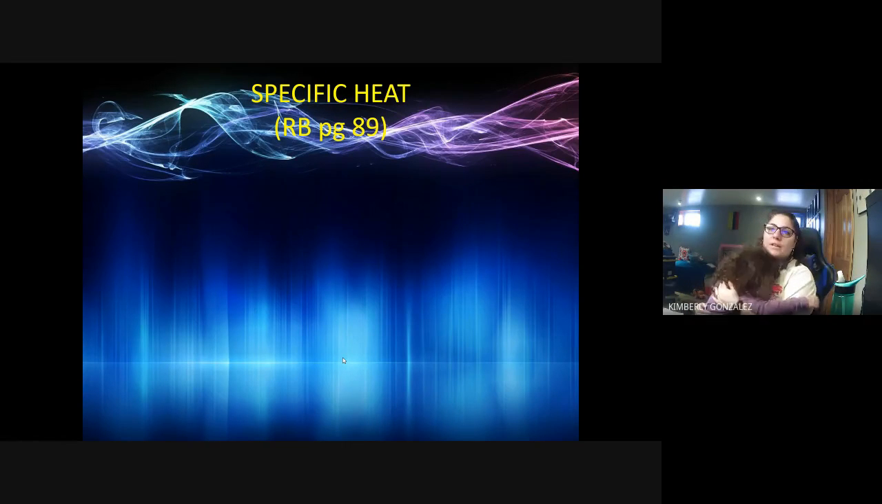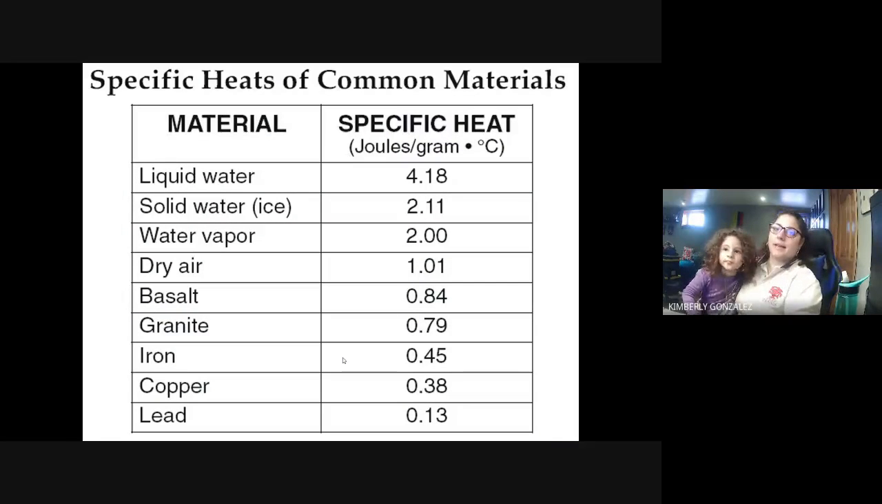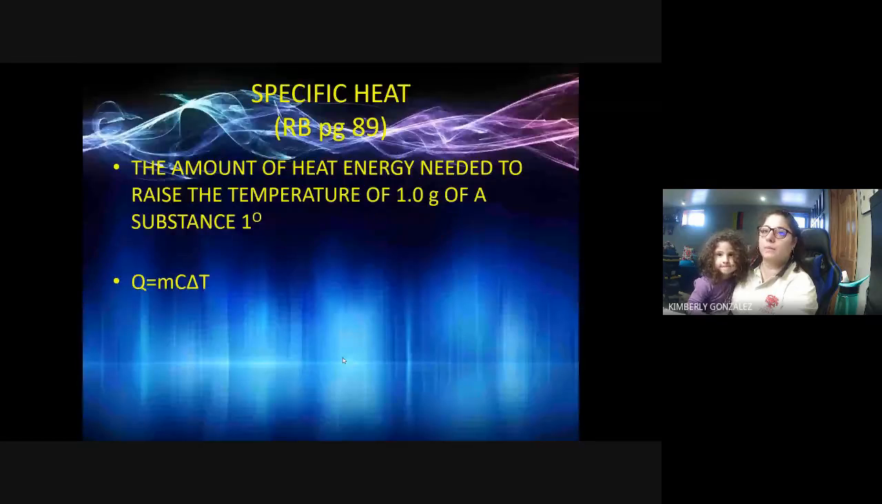So what specific heat is, first of all, if you look at page 1 of your reference table, you will see a chart in the top right-hand corner. Did everybody look at their reference table? There it is. You'll notice that each individual substance here has a different specific heat value. There's a reason for that. So what is specific heat? Specific heat is the amount of energy that is necessary to raise the temperature of a 1 gram substance by 1 degree.